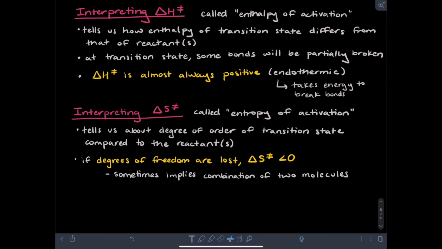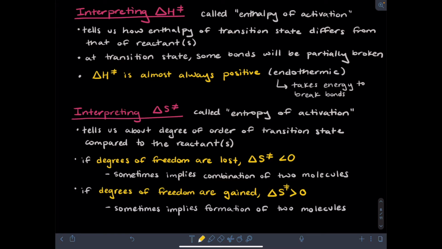If at the transition state you've lost degrees of freedom, delta S double dagger will be negative. Often this will imply that you had 2 molecules coming together in a transition state. And if you have degrees of freedom being gained at the transition state, this entropy of activation term will be positive instead. You could see this if you're opening up a ring, or if you have 2 molecules forming from one starting material molecule.